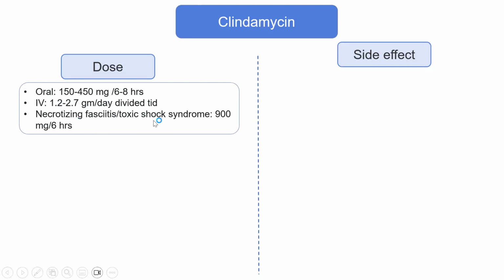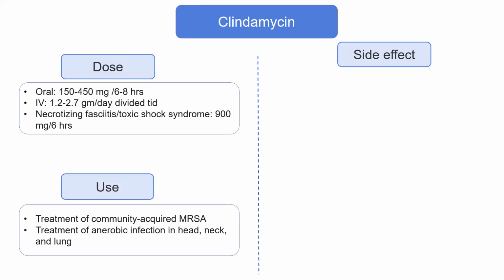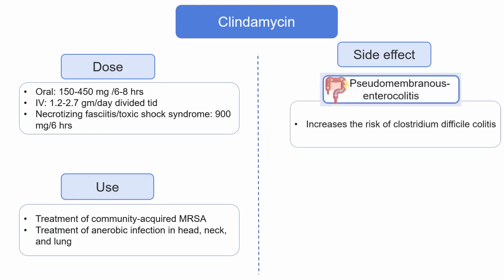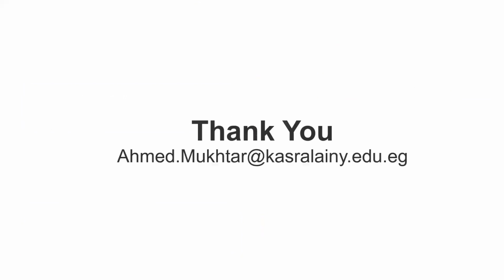But in toxic shock syndrome, we may increase the dose to 900 milligram every 6 hours. It's used for community-acquired MRSA or anaerobic infection in the head, neck, and lung. The main side effect is pseudomembranous enterocolitis, as it increases the risk of Clostridium difficile colitis.